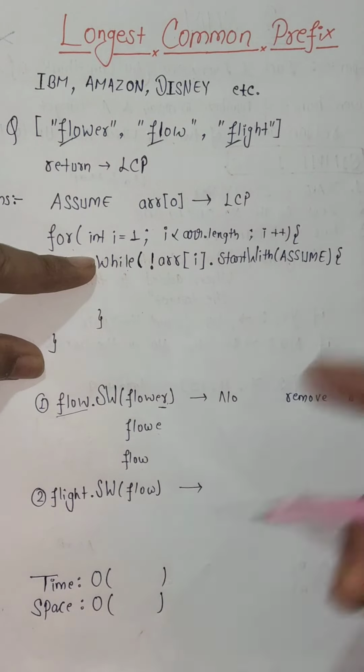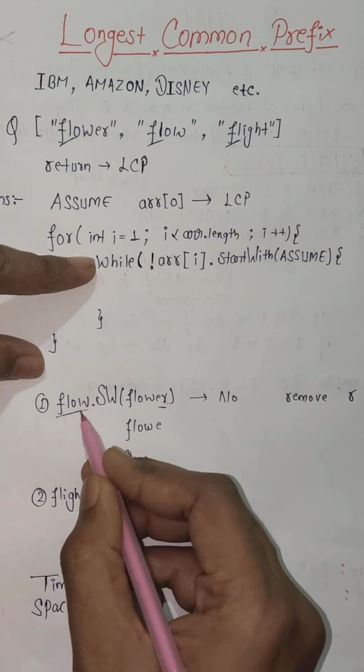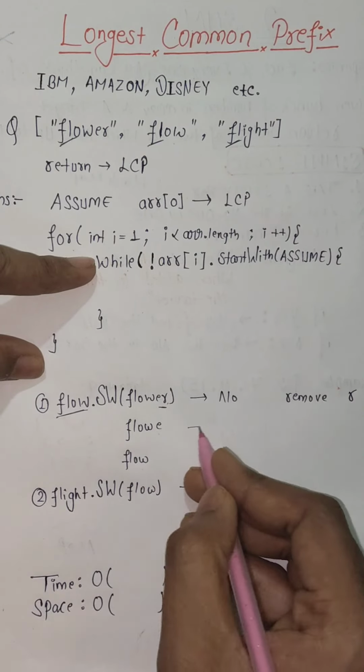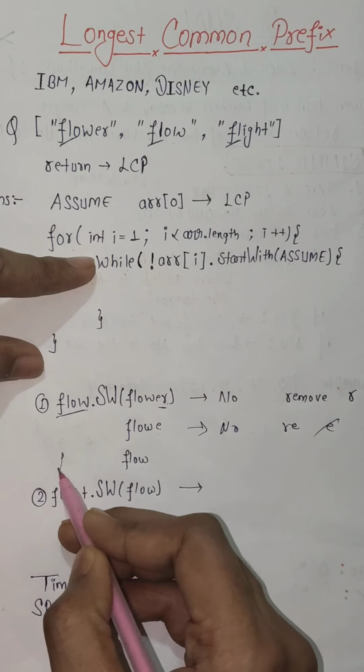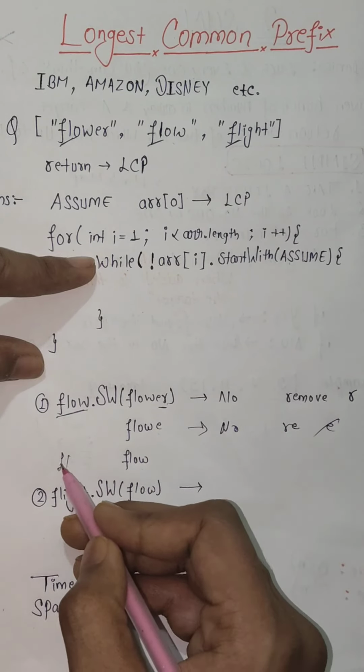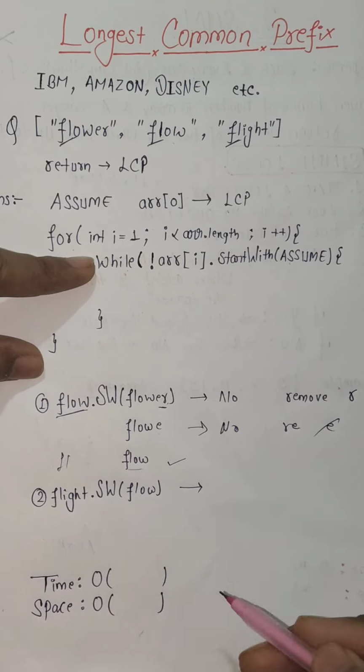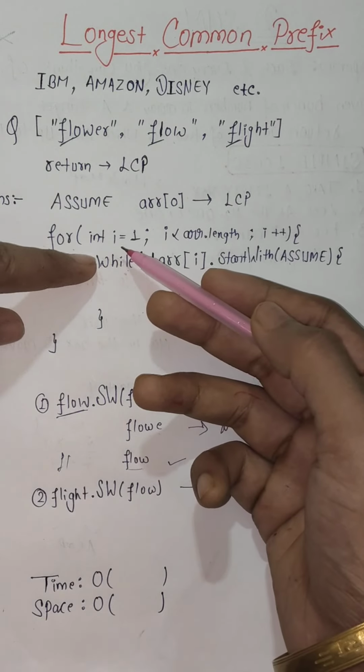Then again, since it is a while loop, it will run again. So now we'll check: does flow start with FLOWE? It will again say no. And now we will remove E. Now again it will be checked: does flow start with flow? It will say yes, it does start with flow. The while loop will end and the for loop will move forward.